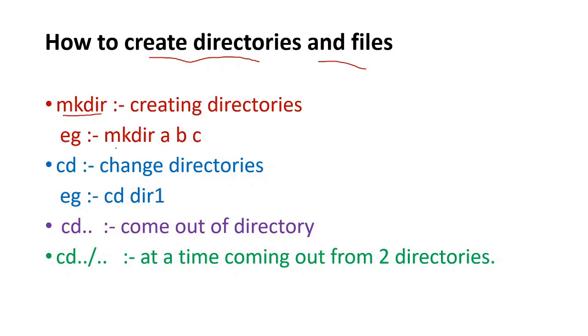In this example you can see that using mkdir we have created 3 directories. Using mkdir we can create more than one directory at a time. We have created directories A, B and C. It will create empty directories.